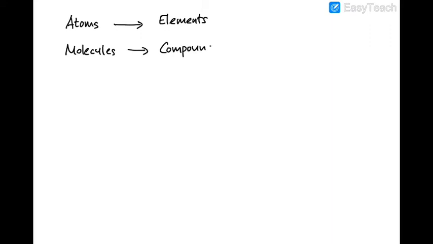Okay, so we're going to talk about atoms, which make up elements, and molecules, which make up compounds. And within atoms, we will talk also about isotopes. And then lastly, we're also going to talk about ions. Okay, so starting from atoms.